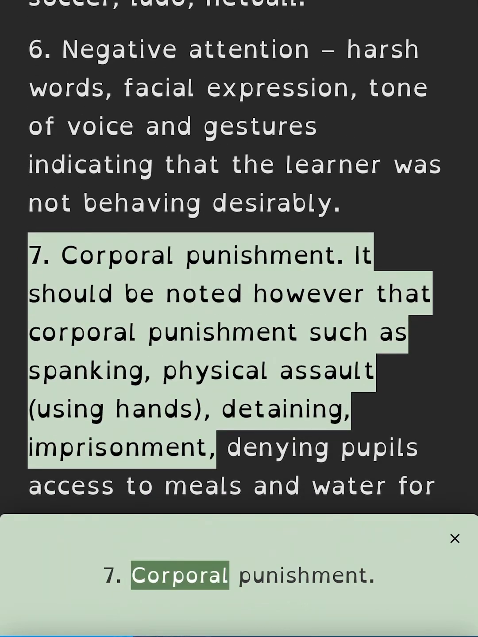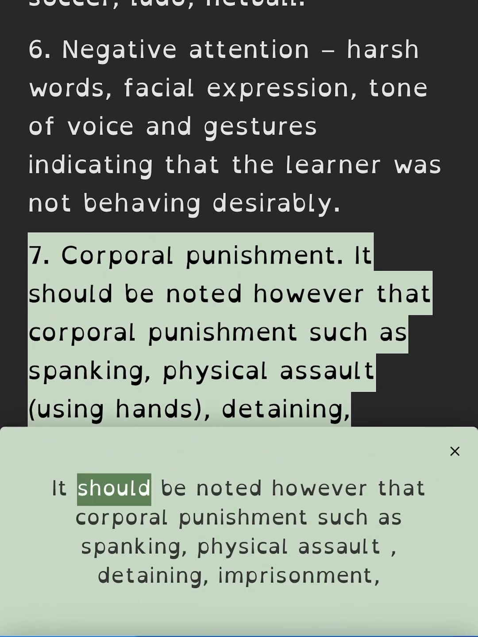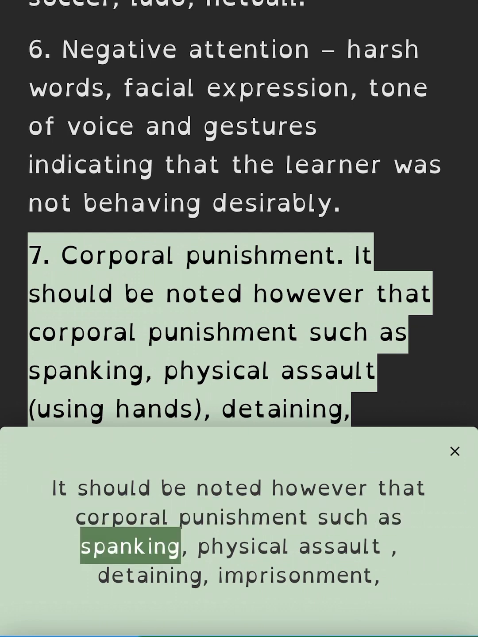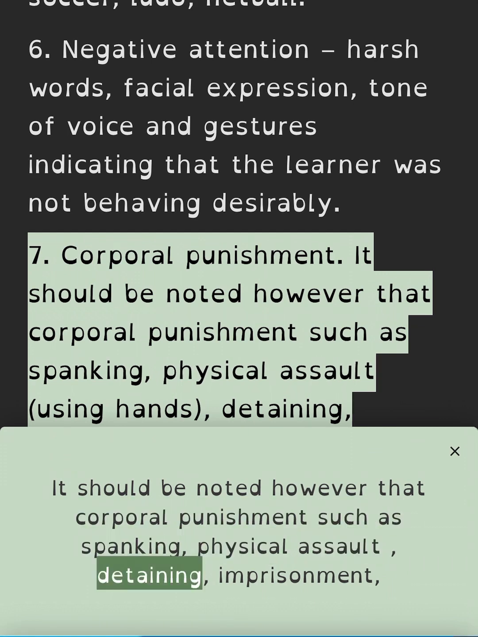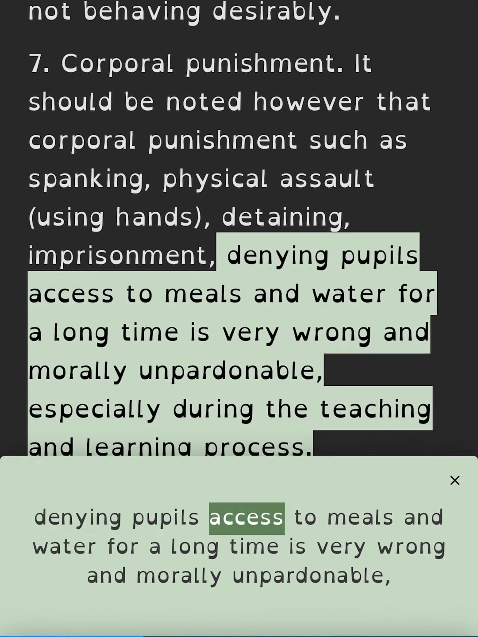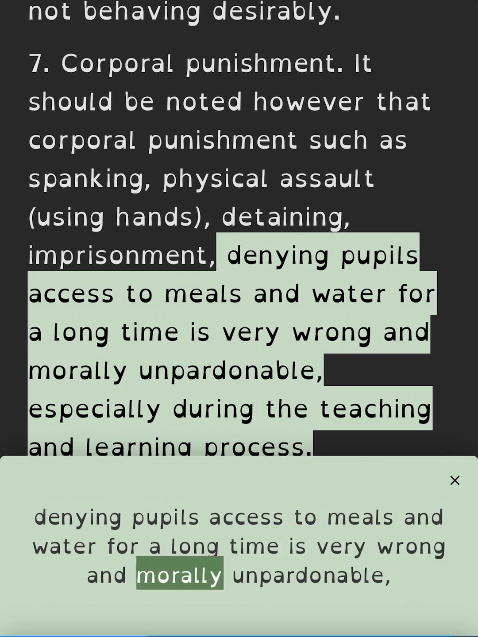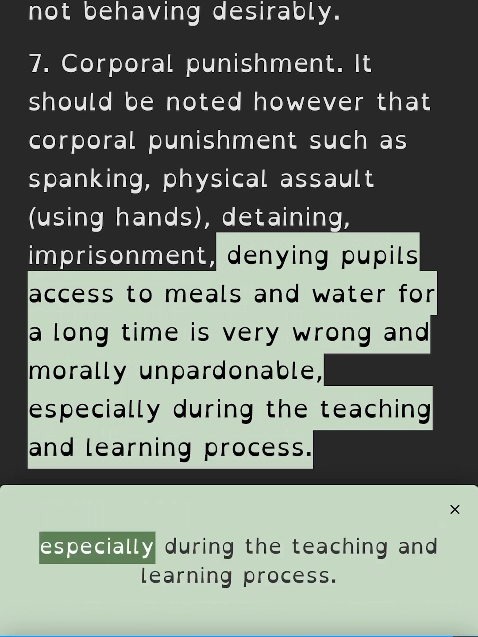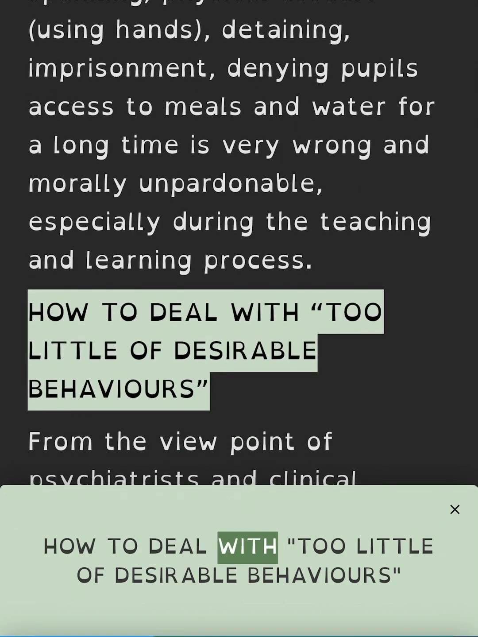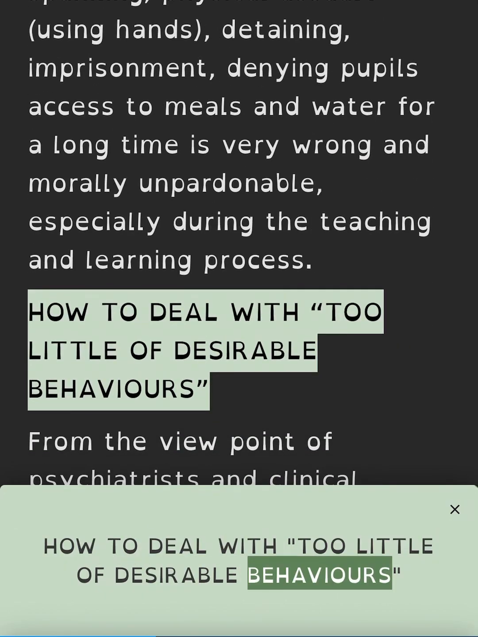7. Corporal punishment. It should be noted, however, that corporal punishment such as spanking, physical assault, detaining, imprisonment, denying pupils access to meals and water for a long time is very wrong and morally unpardonable, especially during the teaching and learning process. How to deal with too little of desirable behaviors.